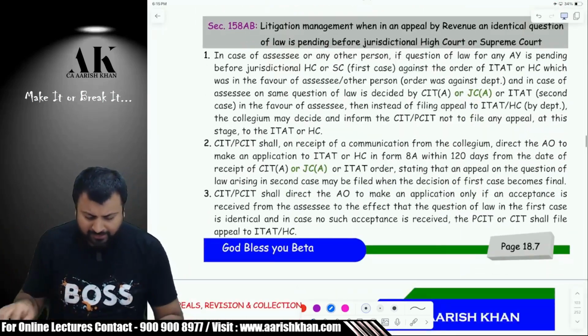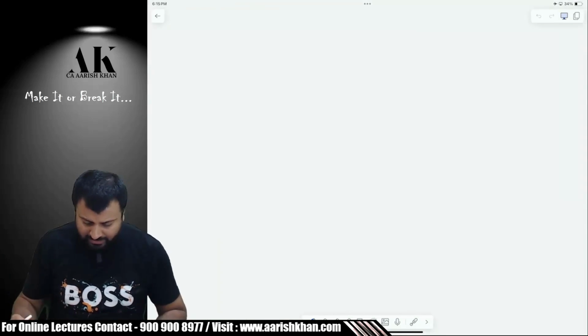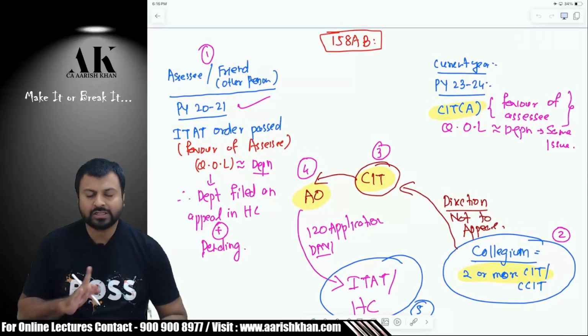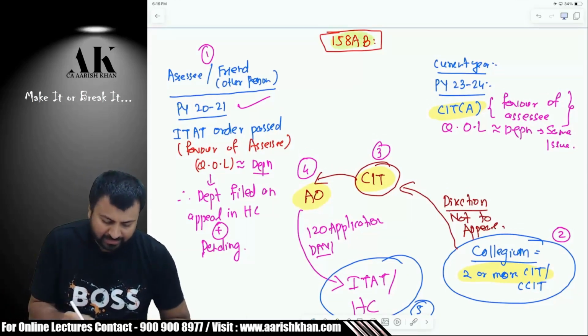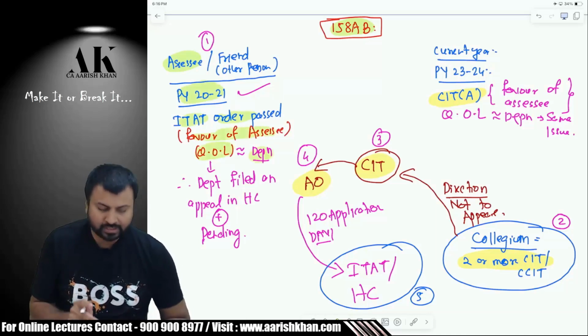Now the next point, 158AB. I will explain that with the help of an example, which is over here, otherwise you will not understand. Just wait. Now, pay attention over here to the numbering also. Suppose there was an assessee in whose case, in previous year 2021, ITAT passed an order in his favor, and that is a question of law, that depreciation reduction is allowed to you.